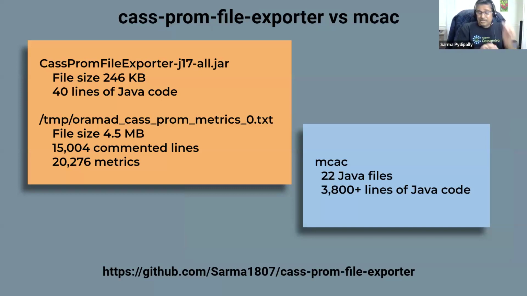Just to poke some fun at existing projects, there is a project called MCAC, Metrics Collector for Apache Cassandra. The agent we wrote, I give half of the credit to John, is 40 lines of Java code. Compare that to MCAC, which is 22 Java files with 4,000 lines of code. So I don't know, you decide which one is more complicated to debug.